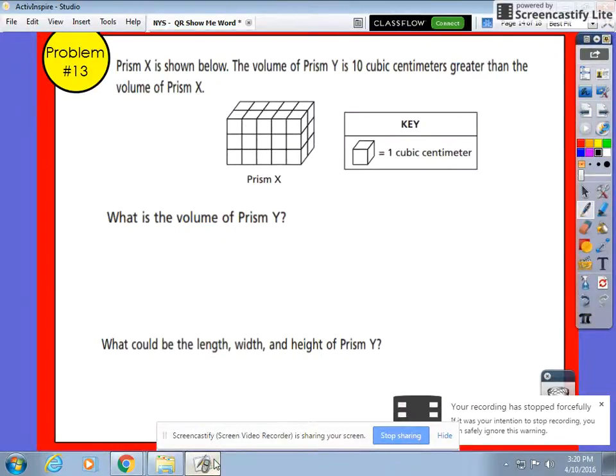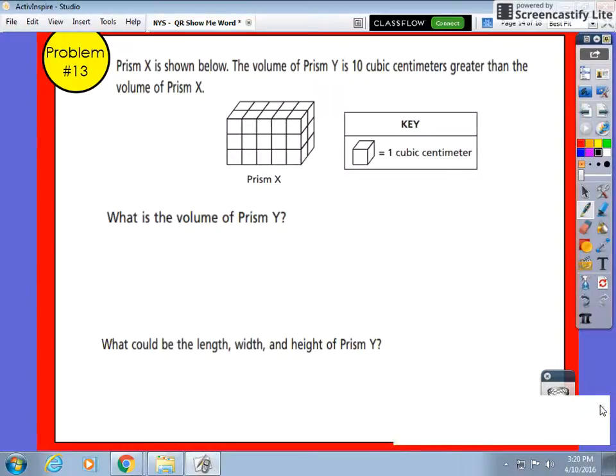So let's work on problem number 13. Problem number 13 says prism X is shown below. The volume of prism Y is 10 cubic centimeters greater than the volume of prism X. So we can see prism X, and we can see that, according to the key, each one of those cubes is worth 1 cubic centimeter.